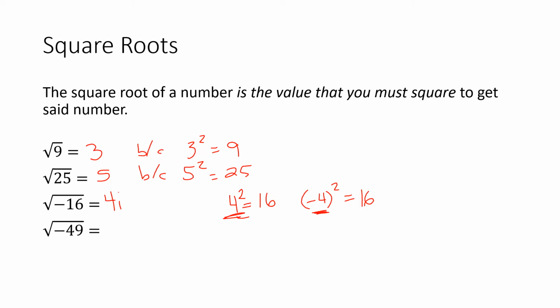Same thing with the square root of negative 49. Square root of 49 is 7 because 7 squared is 49. But also if you think about a negative 7 squared, it is still a positive 49, because negative 7 times negative 7 is positive 49. So the square root of negative 49 couldn't be positive 7 and it couldn't be negative 7. It would have to be an imaginary 7, 7i. So with square roots, you can only take the square root of a positive number. If you try to take the square root of a negative number, you end up with an imaginary answer.